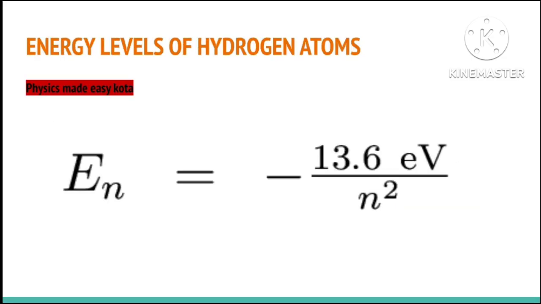So now the next topic, energy levels of hydrogen atom. The energy of a hydrogen atom in the nth orbit or the nth energy state is given by this relation: En is equal to minus 13.6 divided by n square in electron volt. Now we are going to calculate the energy for each of the orbits. For that, first of all we consider when n is equal to 1.